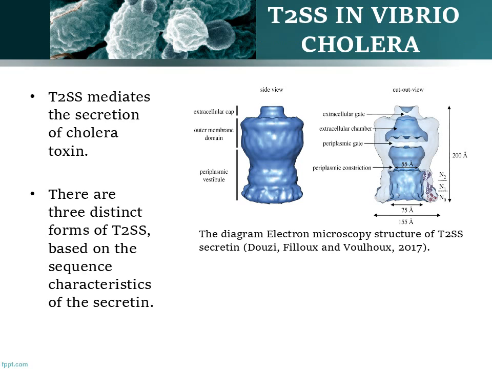Moving on to the type 2 secretion system specifically in Vibrio cholerae, the type 2 secretion system mediates the secretion of cholera toxin, which is a major virulence factor of Vibrio cholerae. There are 3 distinct forms of the type 2 secretion system in Vibrio cholerae based on the sequence characteristics of secretin. As seen in the diagram, the 3 forms are the extracellular cap, the outer membrane domain, and the periplasmic vestibule.